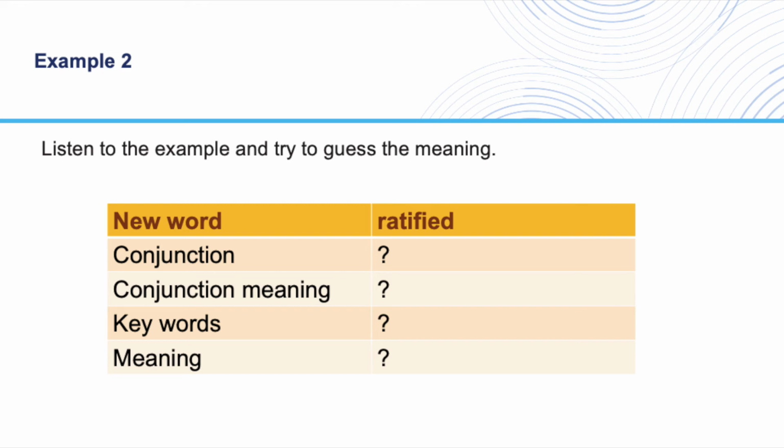The Maputo Protocol, African Charter on Human and People's Rights, was adopted 15 years ago by the Commission, and Ethiopia has now ratified the protocol.